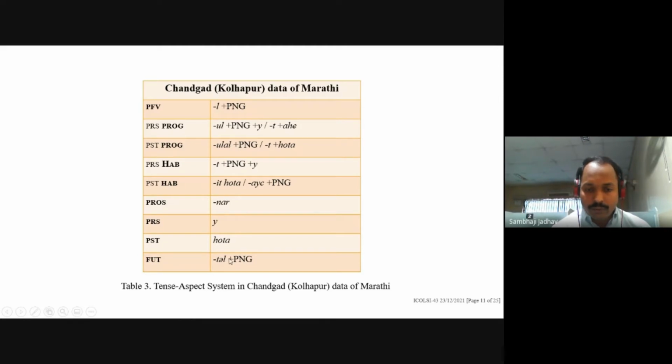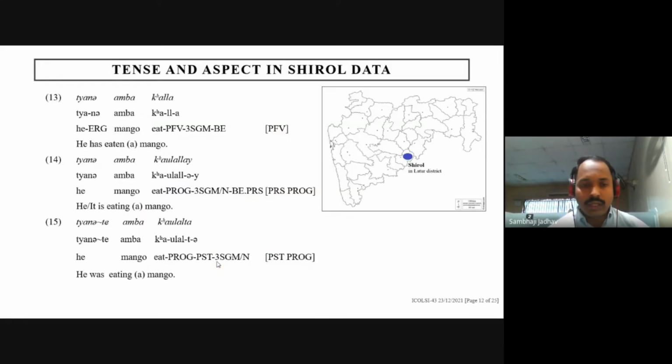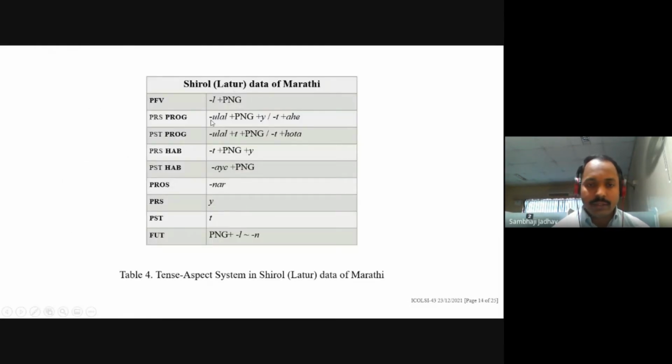Now again, if you look at the future marker, you get the tal marker, which is perhaps because of the adjacent areas, Goan, Kokni, in the Konkan region of Maharashtra. So if you look at the third area, which is also considered part of the Desh region, we will compare this with what we saw earlier, and you will see the system is something like this, where this complete ular marker which was used for past progressive, here actually you get a different system. This is used for present progressive.